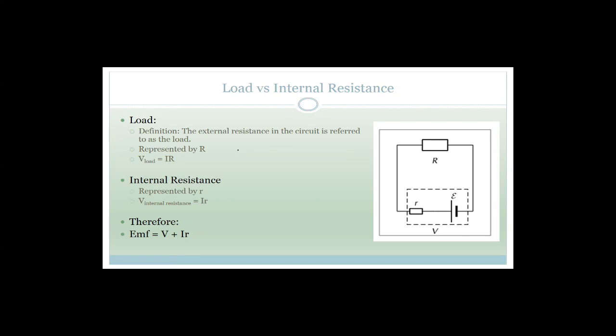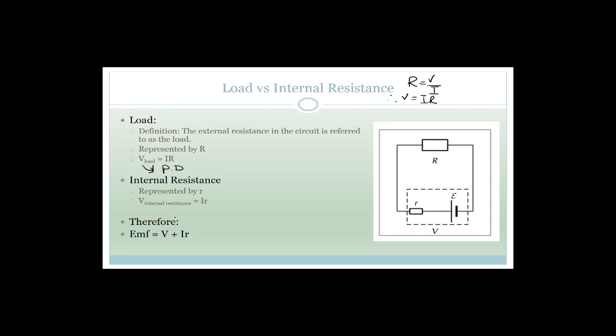So now let's talk about load versus internal resistance. The definition of the load is the external resistance in the circuit. Now listen, it's not often referred to as a load. Most often they will say, what is the external resistance of the circuit? But somebody might ask, what is the load of the circuit? In which case you need to know that they're referring to the external resistance. It is represented by a big R. Therefore the V load is equal to IR. It makes sense. We know that R is equal to V over I, therefore V is equal to IR. So the V load is going to be I multiplied by R, and this is the potential difference, the volts actually supplied to the circuit. The internal resistance is represented by little r. So the V internal resistance is Ir.